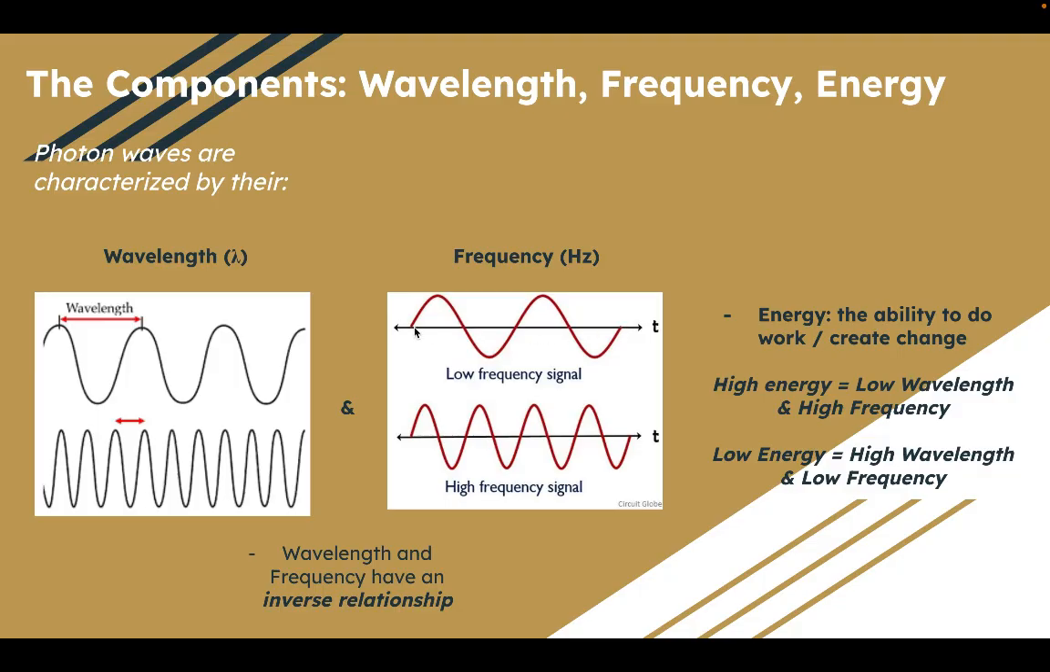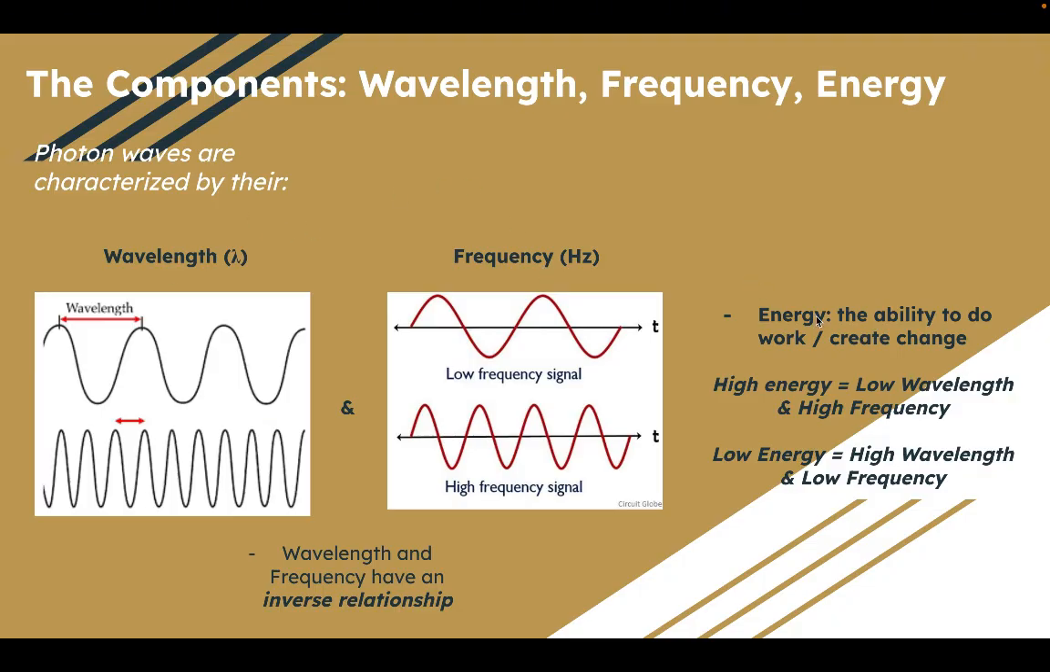For example, from this point to this point, this wavelength oscillates a certain amount of times, but the one below it oscillates many more times within the same given time period. That means that this frequency here is much higher than the frequency above it. Again, the relationship between these two is inverse. That means that the higher the wavelength, the lower the frequency, and the lower the wavelength, the higher the frequency.